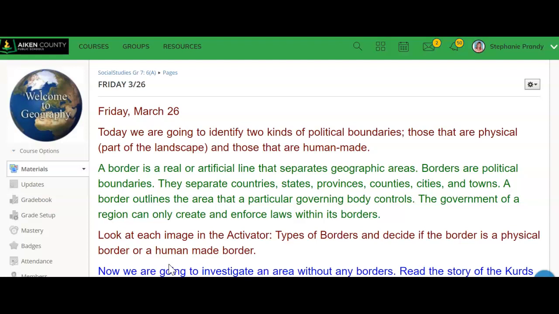So a border outlines the area that has a particular governing body. Like we have the city of Aiken government, but then we also have a county government that governs the whole county, and then we have a state government. So those cross different political lines. And the governments of a region can only create and enforce laws within its borders. So we can't make up laws for Augusta because they're not part of our territory or boundary.